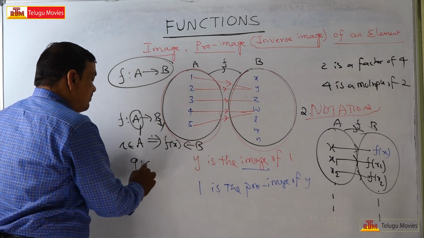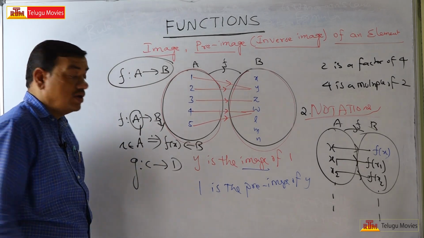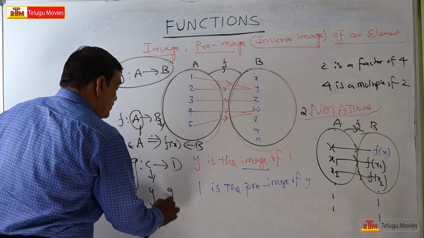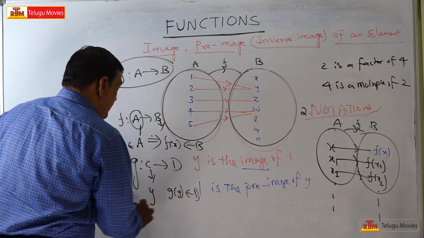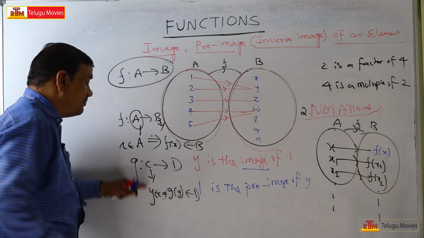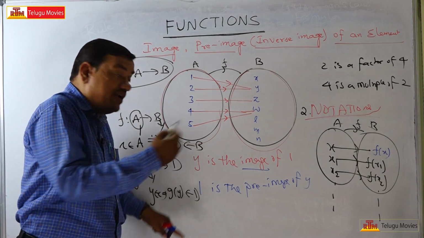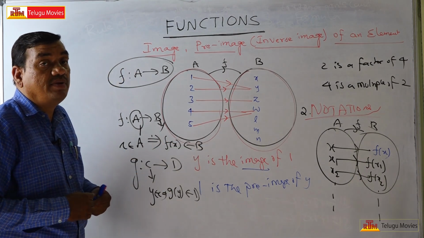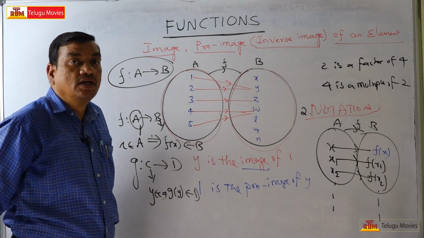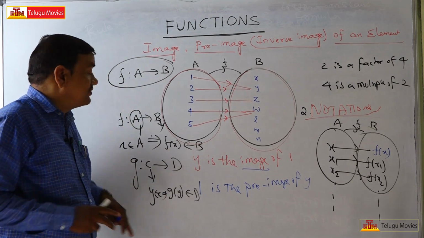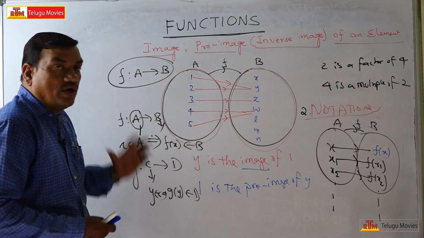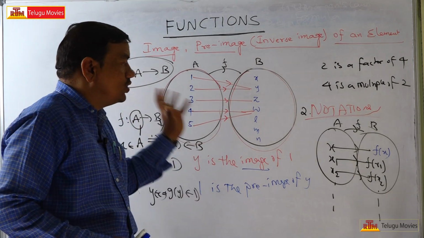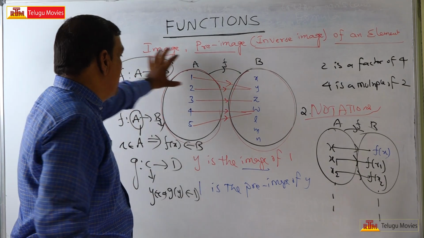If a function is from C to D, and it is y, then g of y belongs to D. If y belongs to C, then g of y will be in the set D. Here what is the function name? G. That's why g of y. I hope you understand both the notations, f from A to B and f of x.